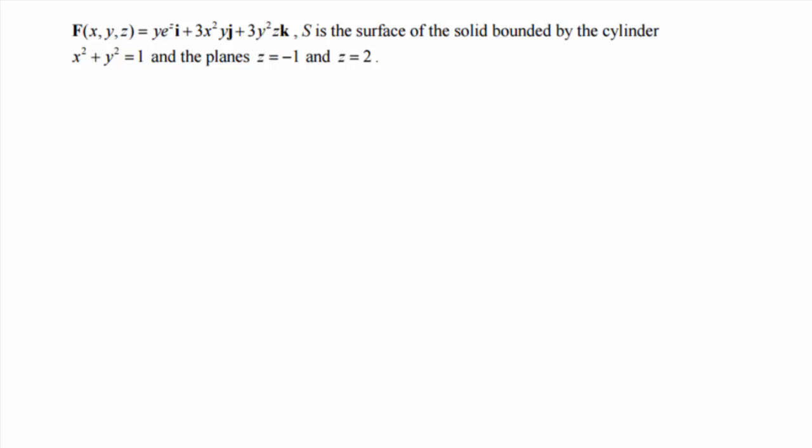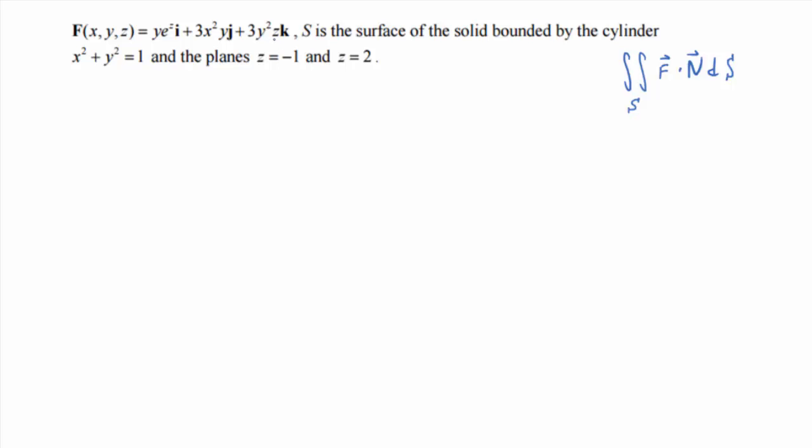Same directions in this problem. We want to evaluate the surface integral over S, f dot n ds, which is called the flux integral. We've got f with components y e to the z, 3x squared y, 3y squared z.